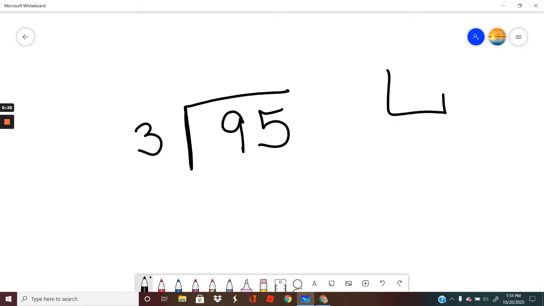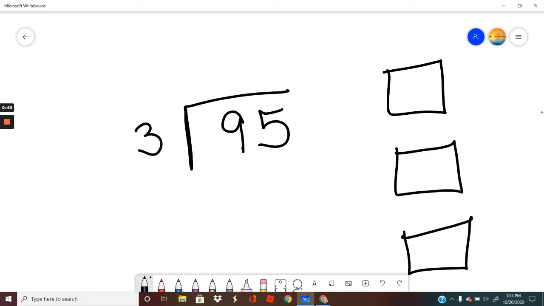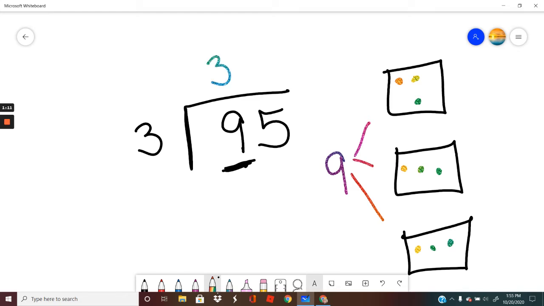So we know that we need 3 boxes, 1, 2, and 3. All right, and we're going to start with our first digit, which was the 9. All right, and we need to know if I need to split up 9 into 3 boxes, how many is going to be in each box? 1, 2, 3, 4, 5, 6, 7, 8, 9. So 9 equally went into 3 boxes with a total of 3 in each.